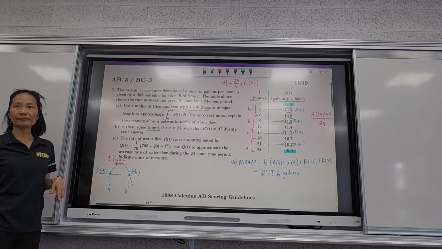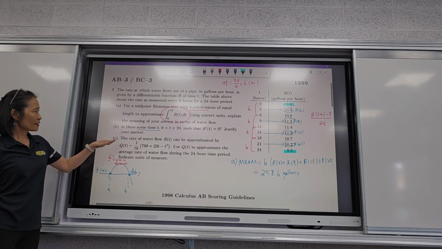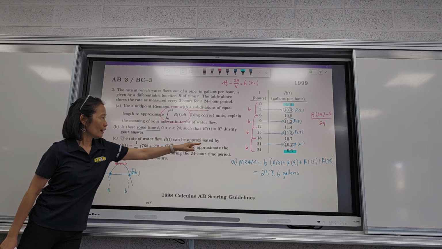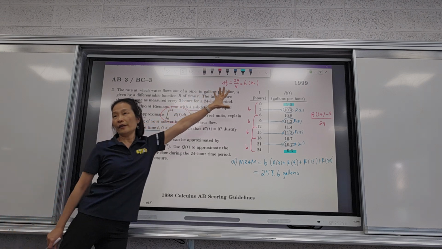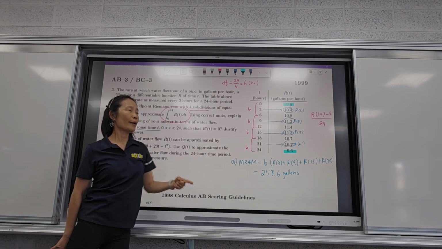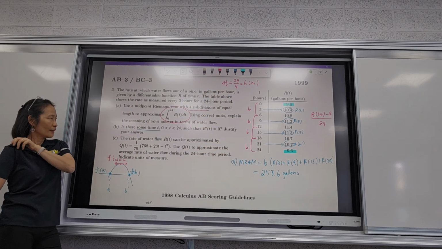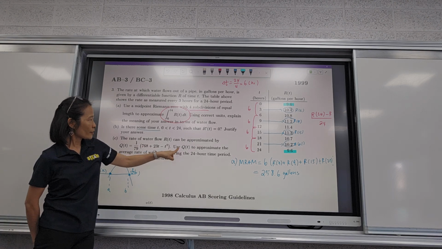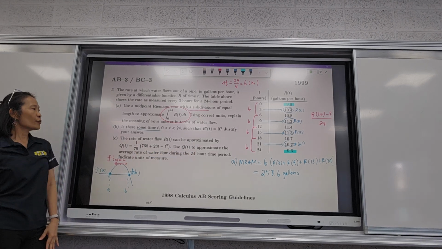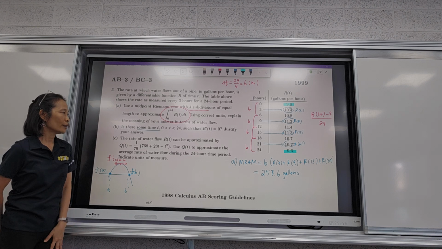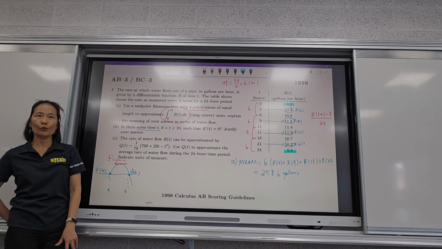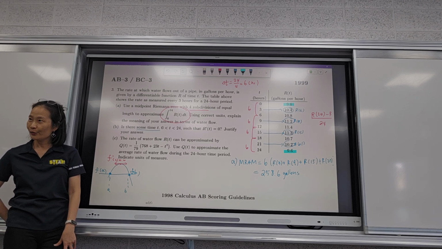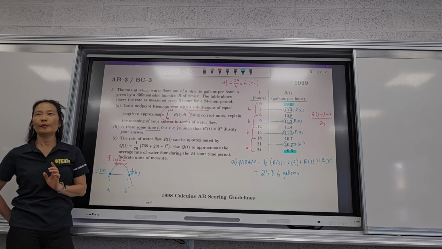C. It says the rate of the water R of t can be approximated by Q of t. So instead of the table of values, now they give you a function. Use Q of t to approximate the average rate of water flow during the 24-hour time. This question is asking you to find the average value, average rate. Remember the formula?